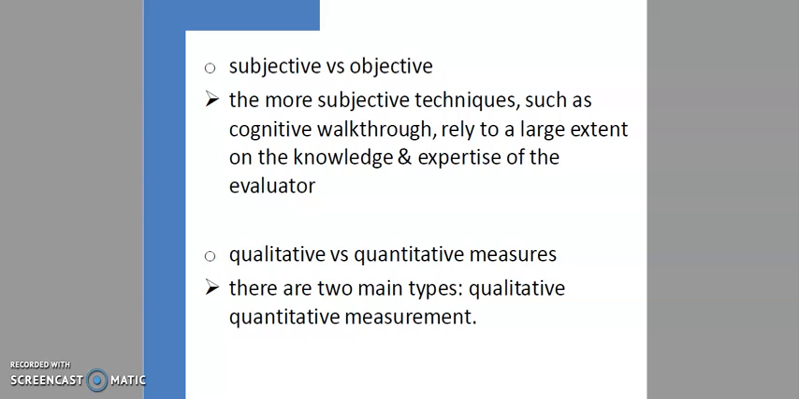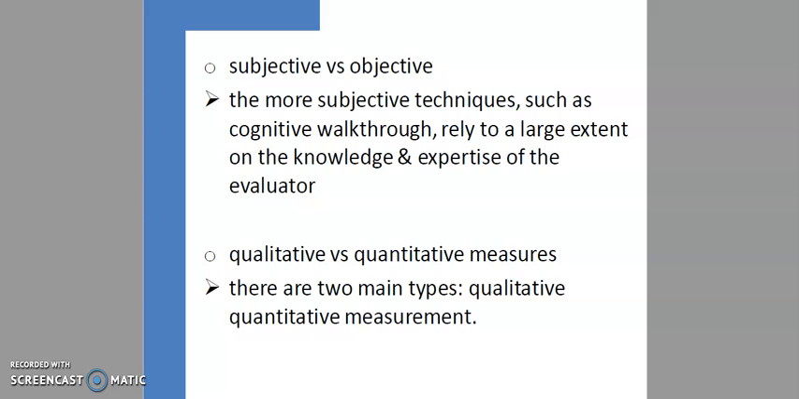Subjective, objective. The more subjective techniques such as cognitive walkthrough rely to a large extent on the knowledge and expertise of the evaluator. Qualitative and quantitative measures. There are two types, qualitative measures and quantitative measures. So this is important in choosing evaluation method used in evaluation.